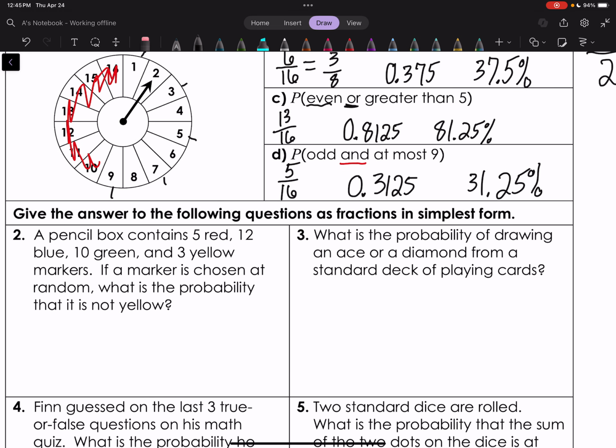Now let's look at some word problems. We just talked about spinning a wheel. Let's look at this. A pencil box contains 5 red, 12 blue, 10 green, and 3 yellow markers. If a marker is chosen at random, what is the probability that it is not yellow? Okay, not yellow is what I'm looking for. So I have a grand total of 5 plus 12 plus 10 plus 3 markers. So I have 30 markers total.